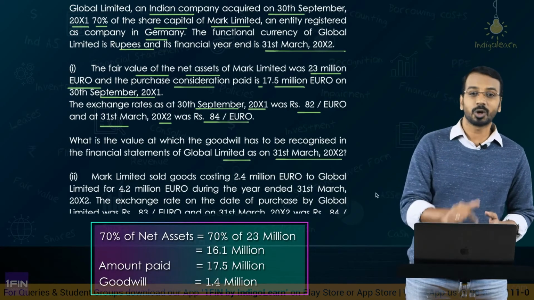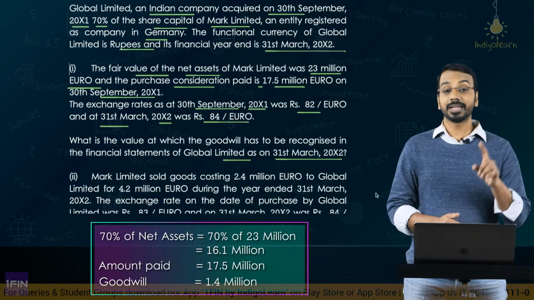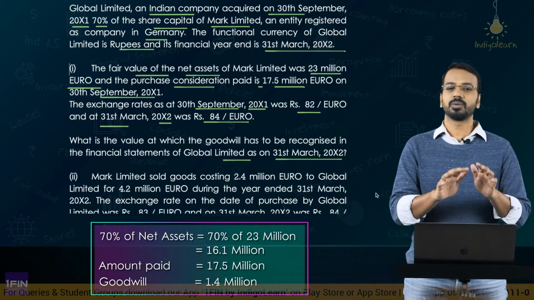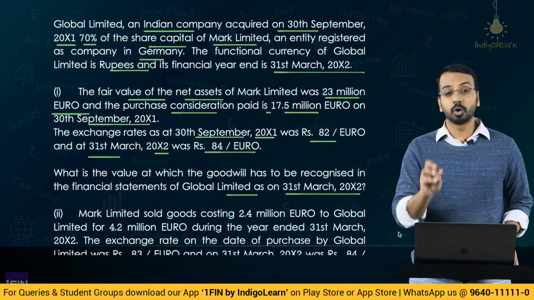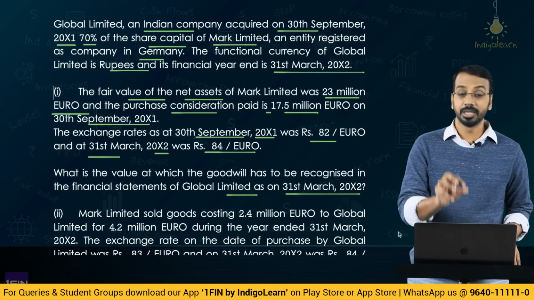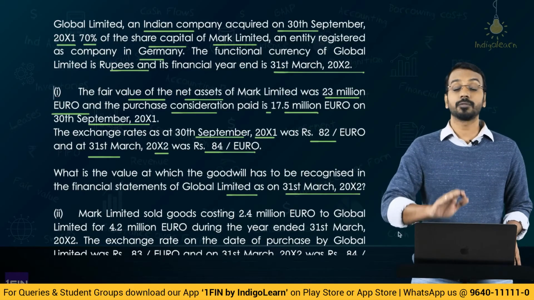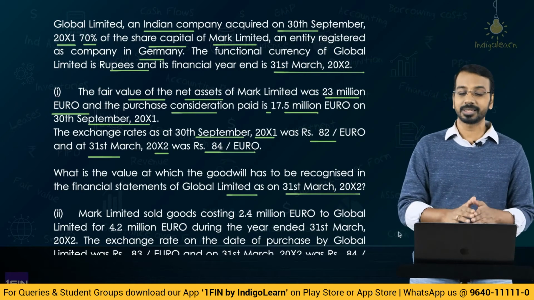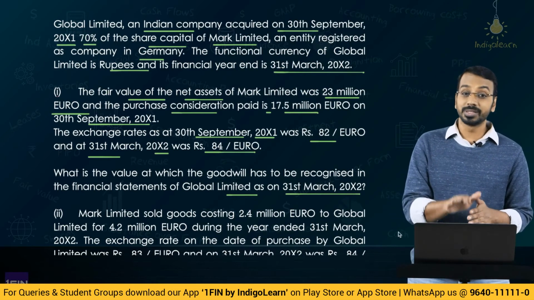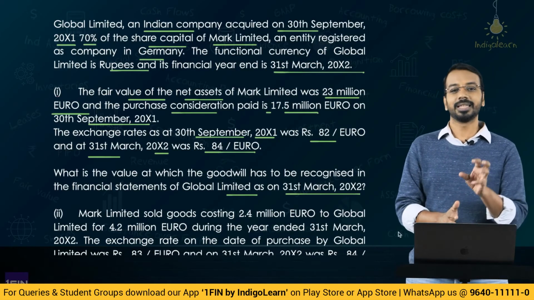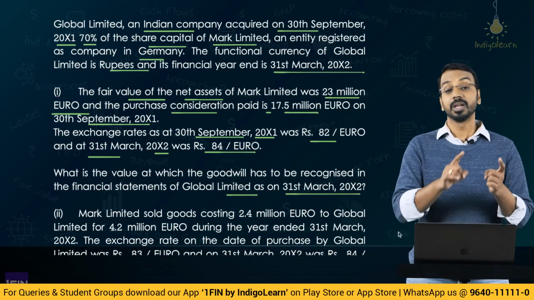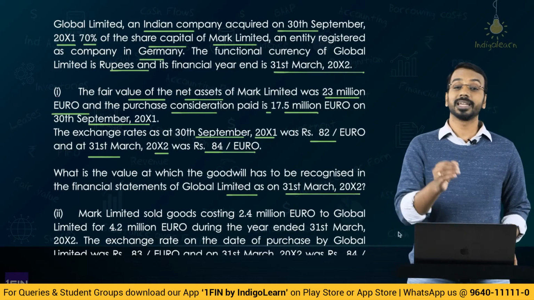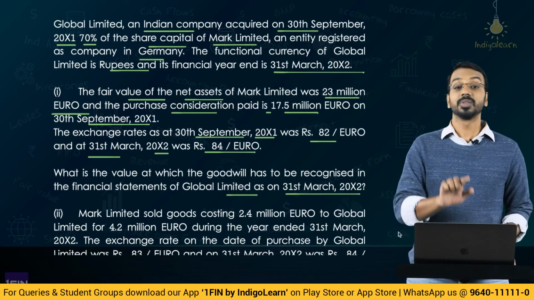Now, when you recognize it in the consolidated financial statements, should we take the exchange rate on the date of acquisition or should we take the closing exchange rate? What the standard says, in Ind AS 21, is that the goodwill arising on acquisition should be considered as an asset of the foreign operation, and hence you will have to apply the principles of converting the assets and liabilities that you do at the time of translation. Meaning to say, goodwill will be recognized in the consolidated financial statements using the closing exchange rate, not the date of acquisition rate but the closing exchange rate.